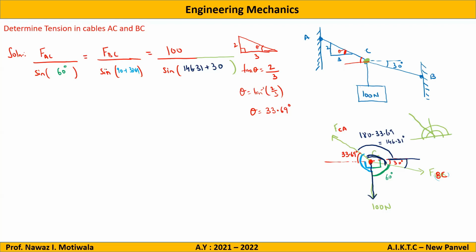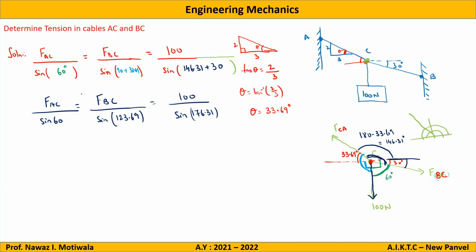Okay, so now it's very simple. Just the angles are done. So we can write FAC divided by sin 60 is equal to FBC upon sine of 90 plus 33.69, which is 123.69, is equal to 100 divided by sine of 146.31 plus 30, which is 176.31. So again, what you do is you consider these two terms first.